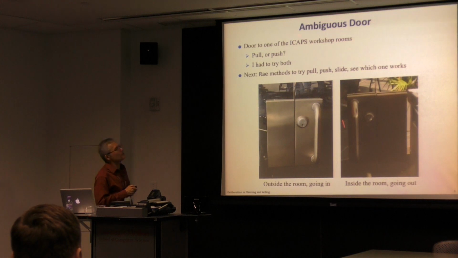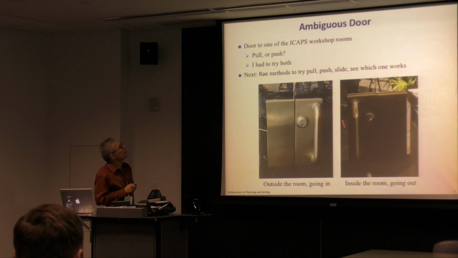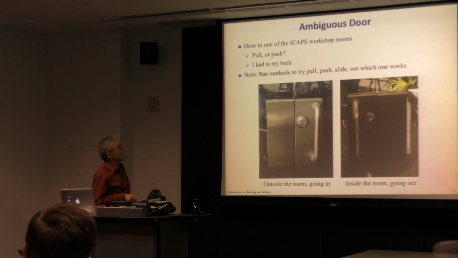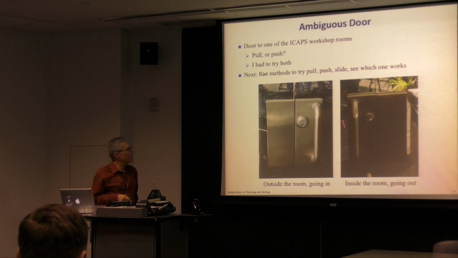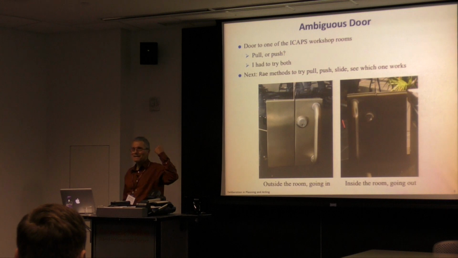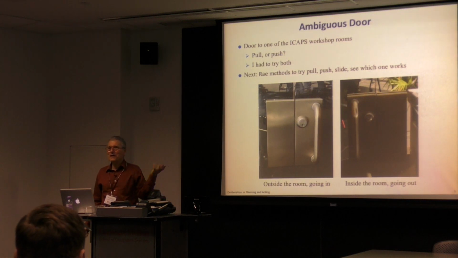So let me give you a simple example, one that some of you may be able to relate to, because I ran into it yesterday, and some of you might have as well. This is the door to one of the workshop rooms, all right? This is the other side of the door. Both of them have pull handles on it. Does this thing pull in both directions? No. If you pull on the wrong side, it's not going to work.